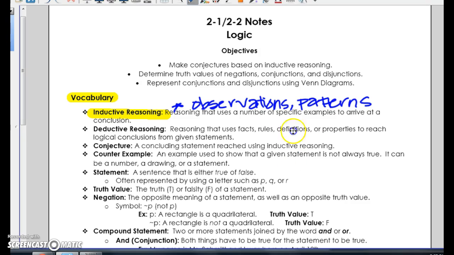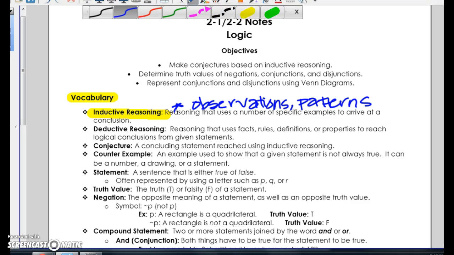A conjecture is a concluding statement reached using inductive reasoning. So once we look at those patterns and we come up with some sort of conclusion based on those patterns, then we'll make what's called a conjecture. A conjecture is simply a statement. A counterexample is an example used to show that a given statement is not always true. It can be a number, a drawing, or a statement, and we'll look at some of those later on in these notes.